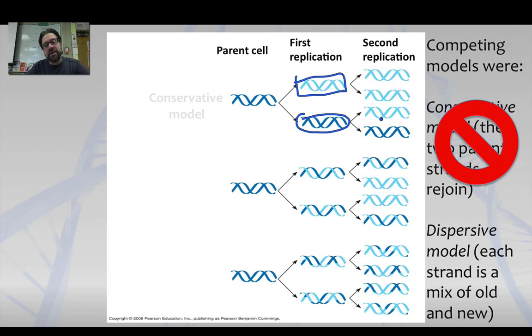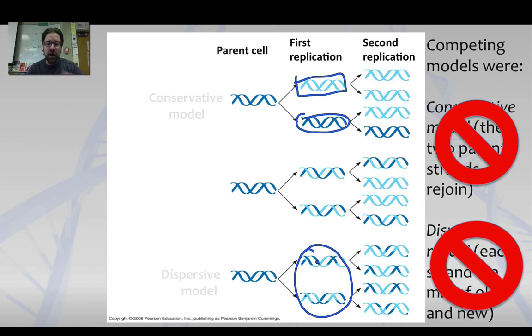There was also the dispersive model that some scientists believed was happening, where your original parent strands break up into a number of pieces, which you can see with these dark blue colors, and they would build new fragments represented by the light blue colors and then piece back together. So each new strand was a mix of old and new. And again, more experimentation was done, and the dispersive model was shown to be incorrect.